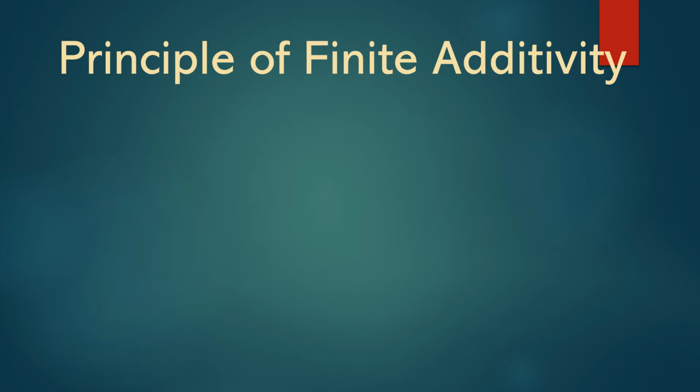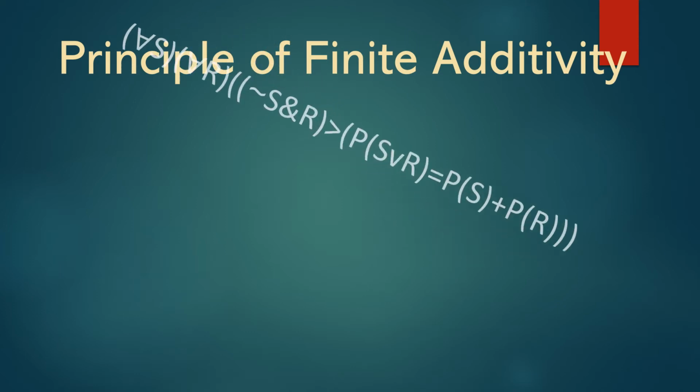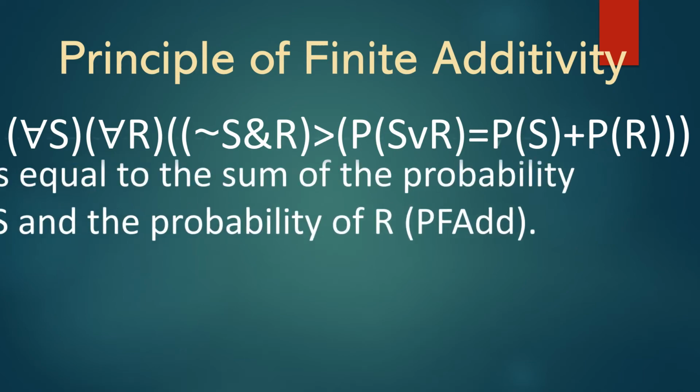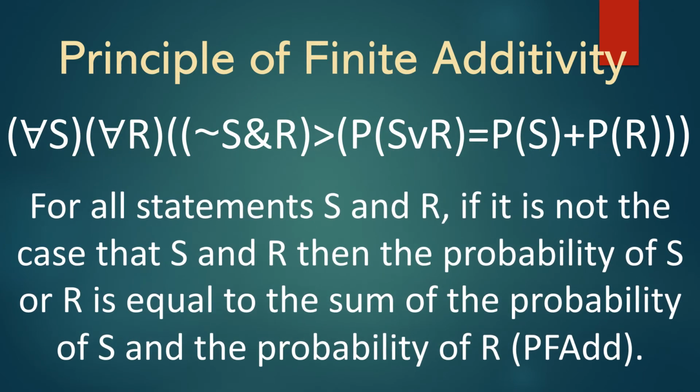Finally, the principle of finite additivity. For all statements S and R, if it's not the case that S and R, that implies that the probability of S or R is equal to the probability of S plus the probability of R. In other words, the probability of S or R is equal to the sum of the probability of S and the probability of R. I'm going to represent that with P f add, or the principle of finite additivity.